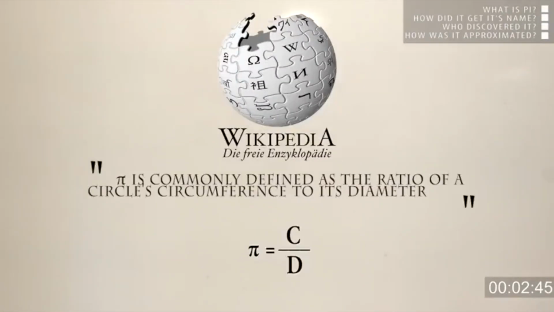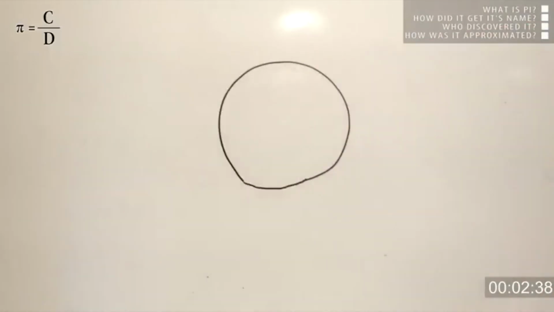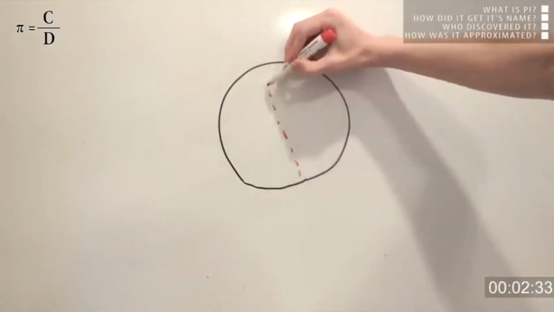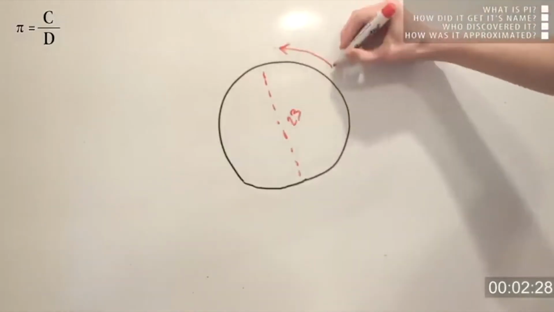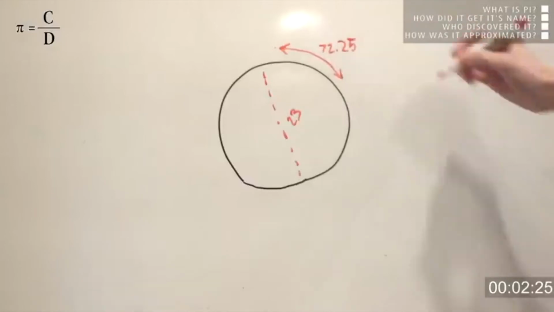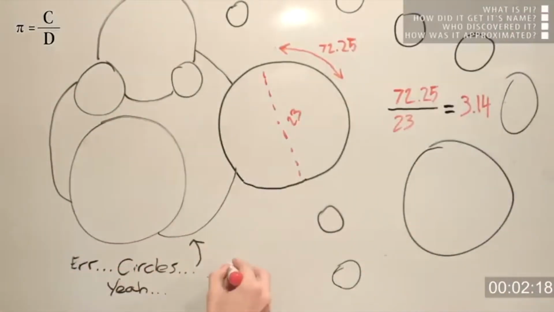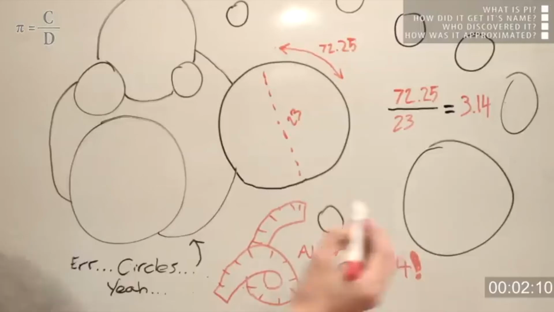Pi is commonly defined as the ratio of a circle's circumference to its diameter. Okay, look at this circle here. Are you looking at it? Okay, good. The diameter of this circle, which is, as you probably know, the distance from one side of a circle to a point on the direct opposite side, is 23. And the circumference, which is the distance around the entire circle, is about 72.25. If you divide the circumference by the diameter, you're going to get 3.14. This applies to all circles. If you get a tape measure and measure the diameter and the circumference of a circle, the ratio will always be pi, or approximately 3.14.